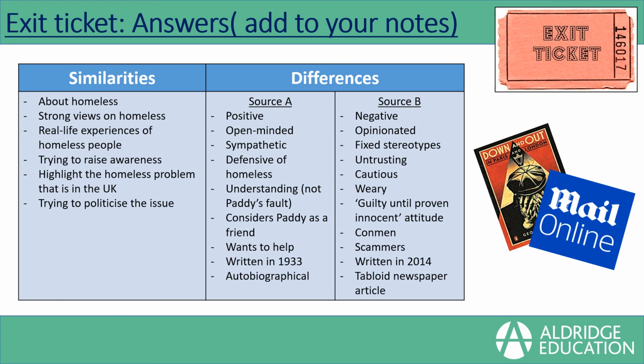The differences for source B, it's a very negative perspective on homeless people, lots of opinions, very stereotypical, untrusting of homeless people, cautious of homeless people, weary, a guilty-until-proven-innocent attitude, saying that homeless people are con men, the scammers. It was written in 2014 and it's for a tabloid news article. So make sure you have got those on your notes.